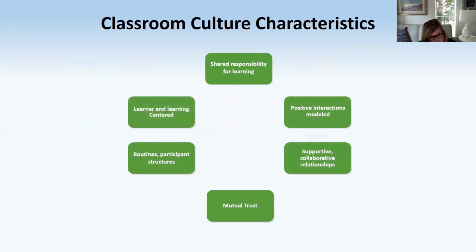And then finally, the classroom being learning and learner-centered. It's not about busy work, and it's not about doing a whole load of other stuff. It's focused on the learning. That is why students come to school.